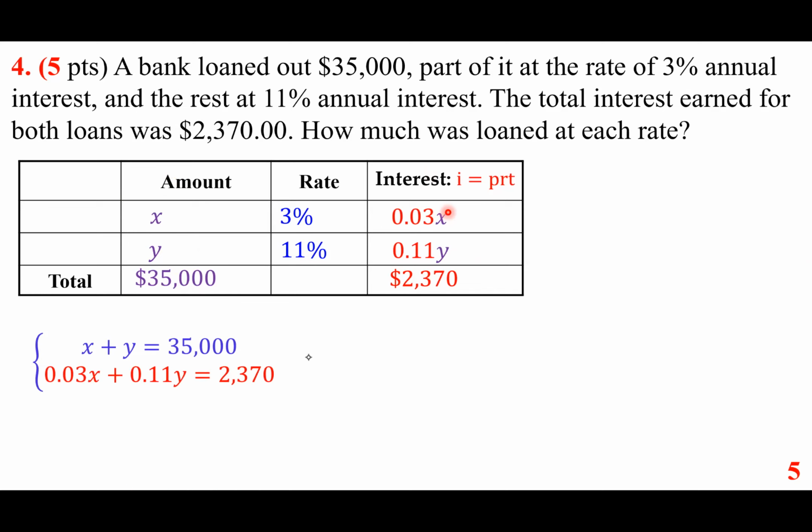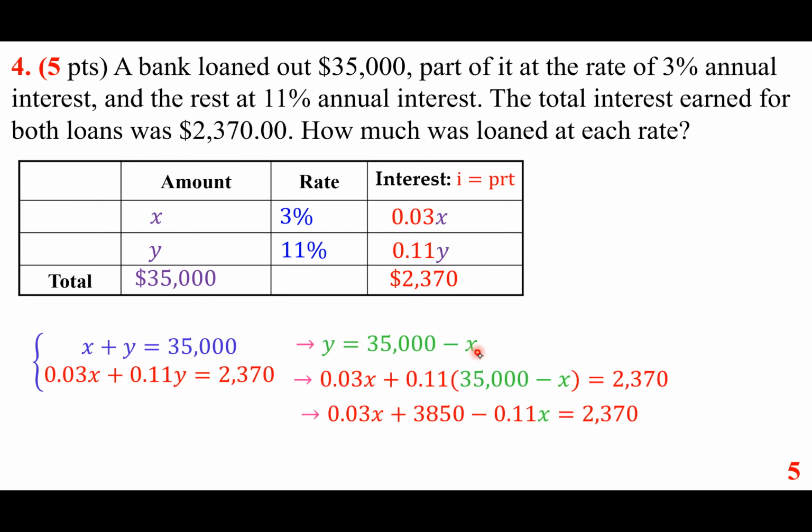We can solve for y, for example. We put it into this second equation, 0.03x plus 0.11 times 35k minus x. We distribute. So when we multiply these two, we get 3850. When we multiply these two, we get negative 0.11x. Positive 0.03 and negative 0.11, they add up to negative 0.08x.